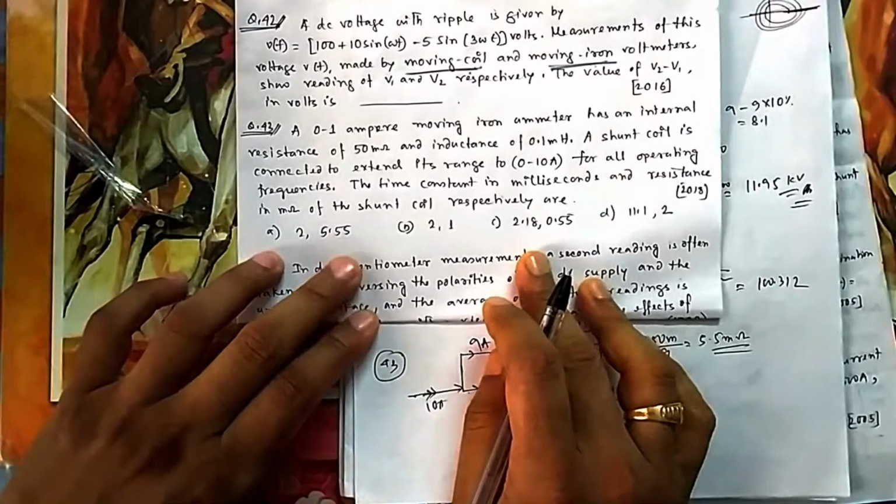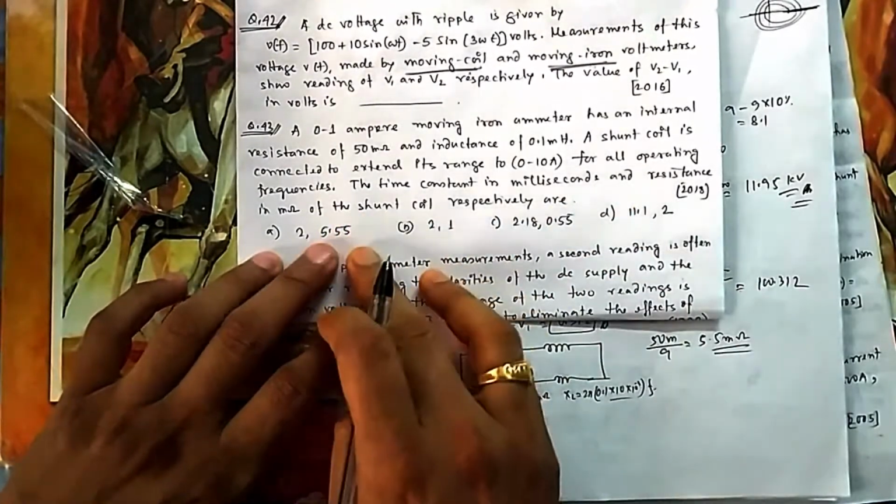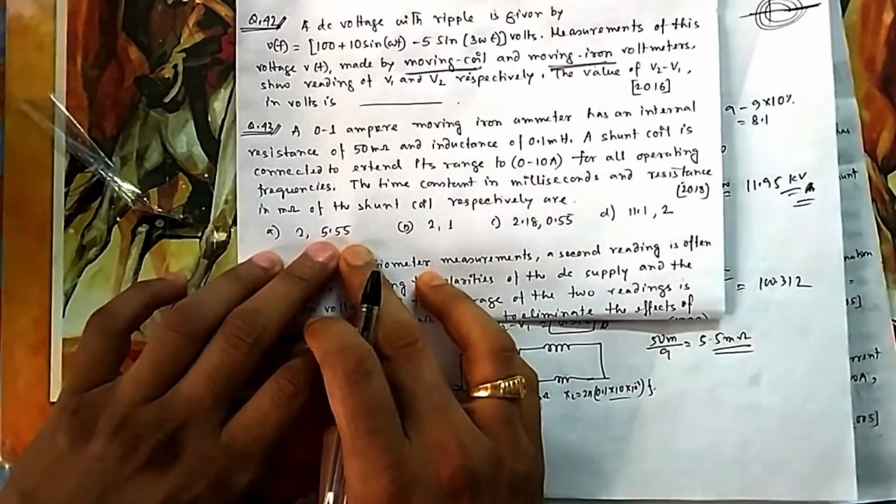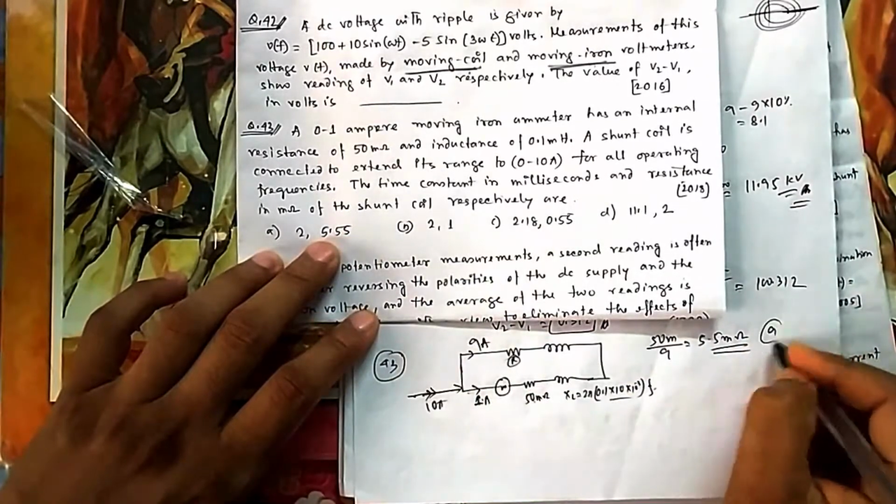That will be the resistance in the shunt coil, that is 5.55. That is your option A. You can easily see it is option A.